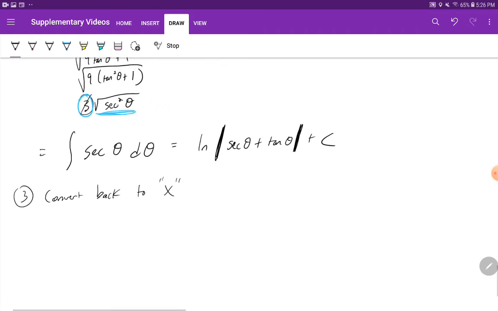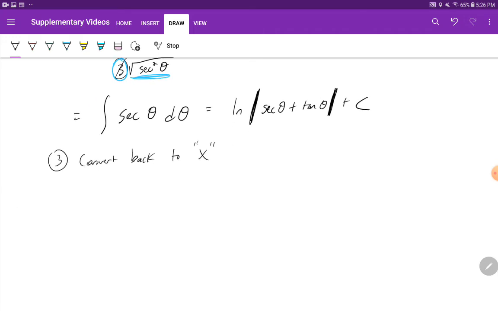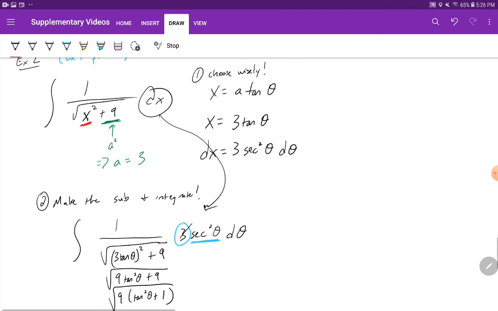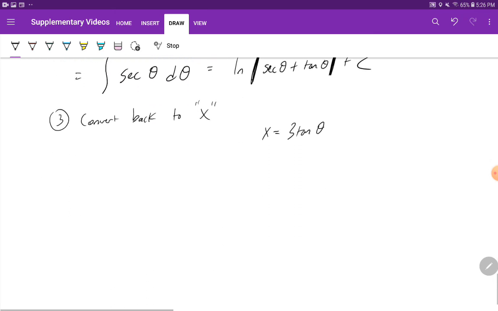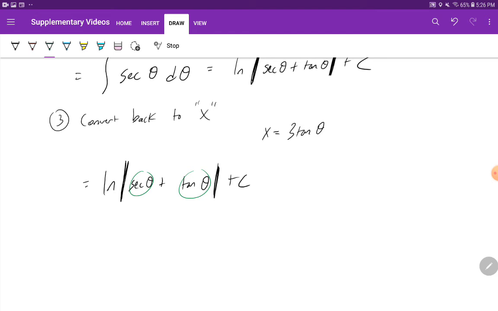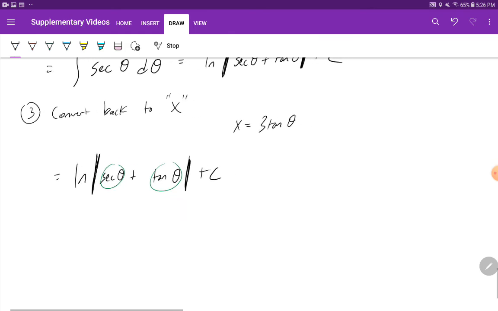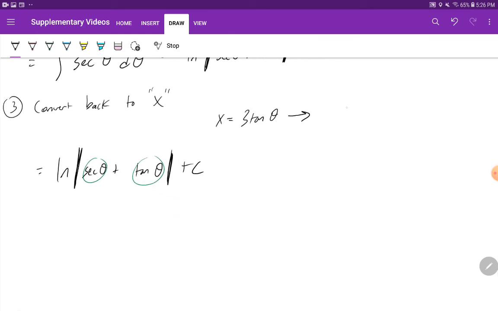Well, we do something similar to what we did in the first example, except it's going to be a little bit weirder now. x, we said, was equal to 3 tangent of theta, right? Just want to double check here. 3 tangent, yep. All right, so what this means is, if our final answer is ln of secant theta plus tan theta plus C, I got to get rid of these secant theta, tan theta. We don't want them, right? We need everything in terms of x. So here's the trick. I'm going to first rewrite this as x over 3 is equal to tan theta.